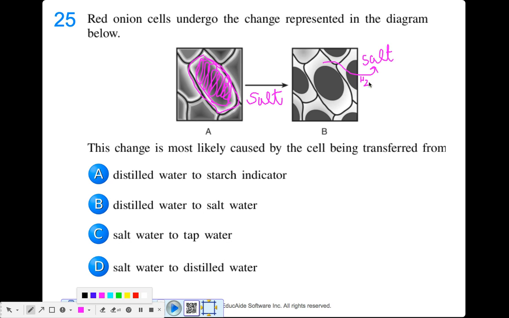So the water leaves the cells to go to the salt, and that causes this whole thing to shrink up. All of the water's leaving, so it's shriveling up.